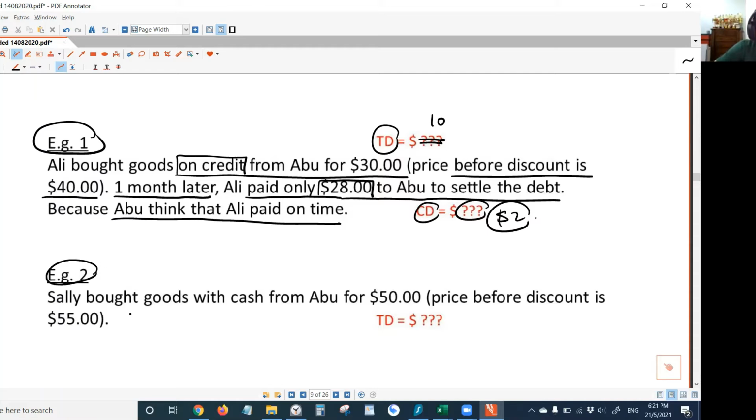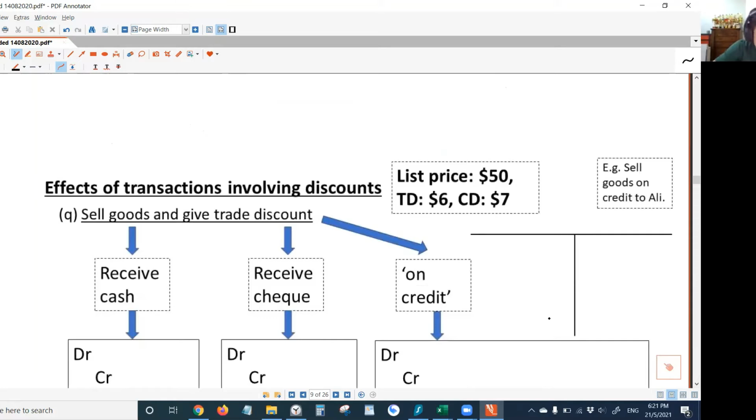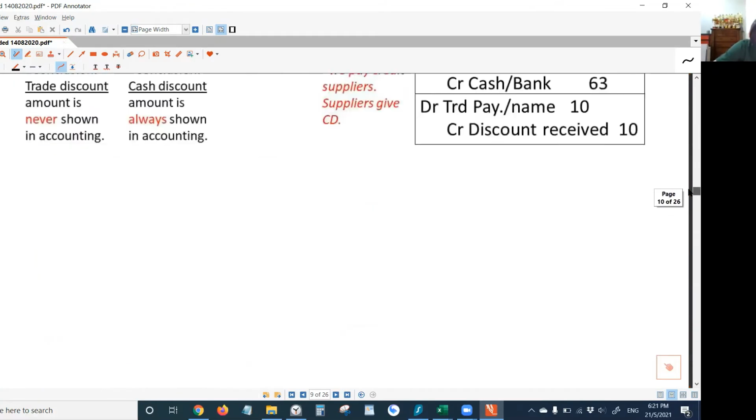Okay, now example 2. Sally bought goods with cash. With cash means payment is immediate upon receiving goods. Sally would not owe money to Abu for $50. Price before discount is $55. So trade discount is very easy, $5. Okay, 55 minus 50. Trade discount is $5. Okay, now let's do a few more questions, simple ones, before we look at the double entries to learn.